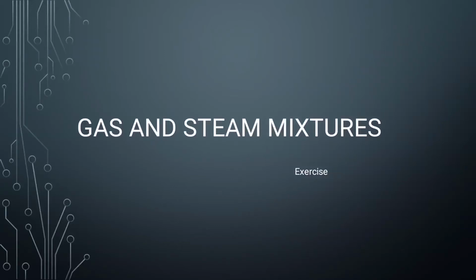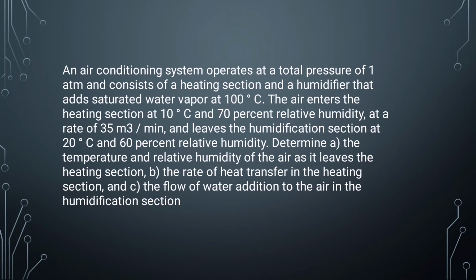Today I'm going to present about gas and steam mixtures. One exercise again. An air conditioning system operates at a total pressure of 1 atmosphere and consists of a heating section and a humidifier that adds saturated water vapor at 100 degrees Celsius.